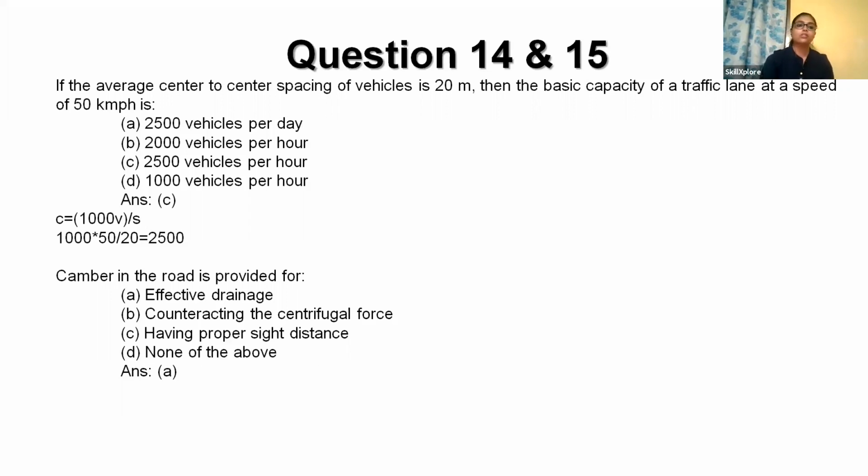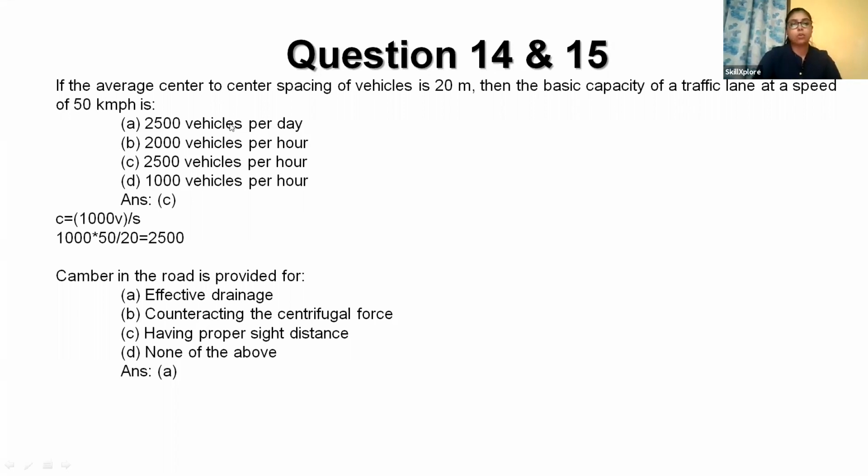It is also provided. So with direct substitution, basic capacity is equal to 1000 V divided by S. We are given the values of all the parameters, that is 1000 into 50 divided by 20. Just substitute directly and we'll get the answer as 2500. That is option C, 2500 vehicles per hour.